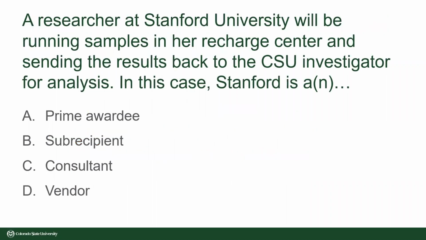A researcher at Stanford is running samples in her recharge center and sending the results back to CSU. Okay, in this case, the Stanford University is a prime awardee, a subrecipient, a consultant, or a vendor. So the institution, not the investigator. Okay, D, probably a vendor. And remember, the onus is on us to make that determination at the pre-award stage.